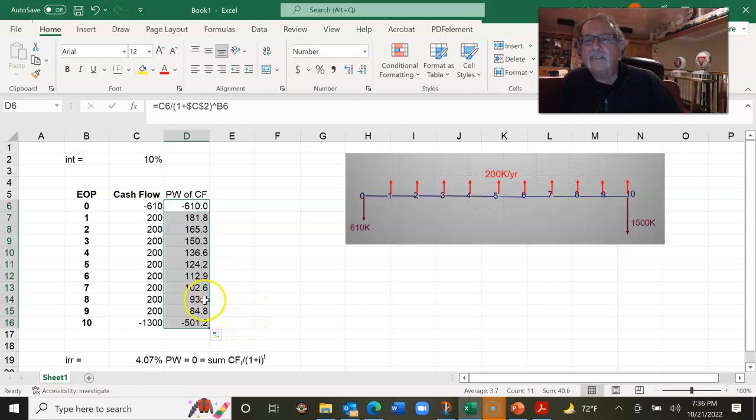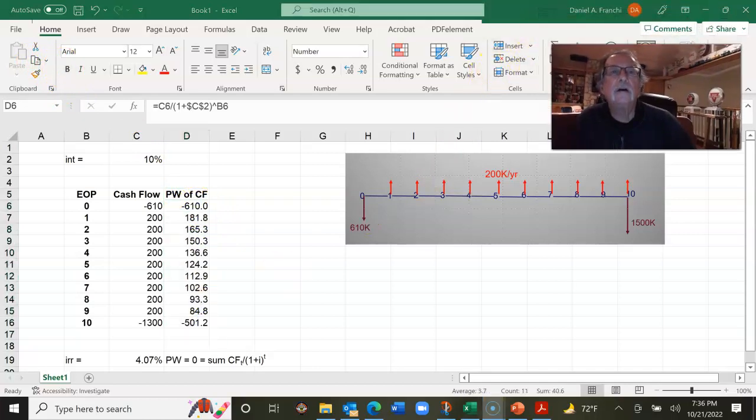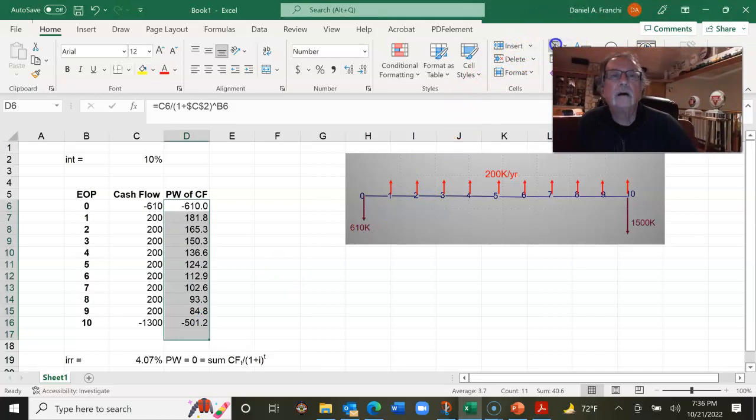So this is going to have a positive present worth. We can see that, and I'll just show you that in just a second here. It's got a positive present worth of 10%. So fundamentally, it's a good project, positive present worth of 10%. But if our interest rate is 10%, it has an internal rate of return of 4%.